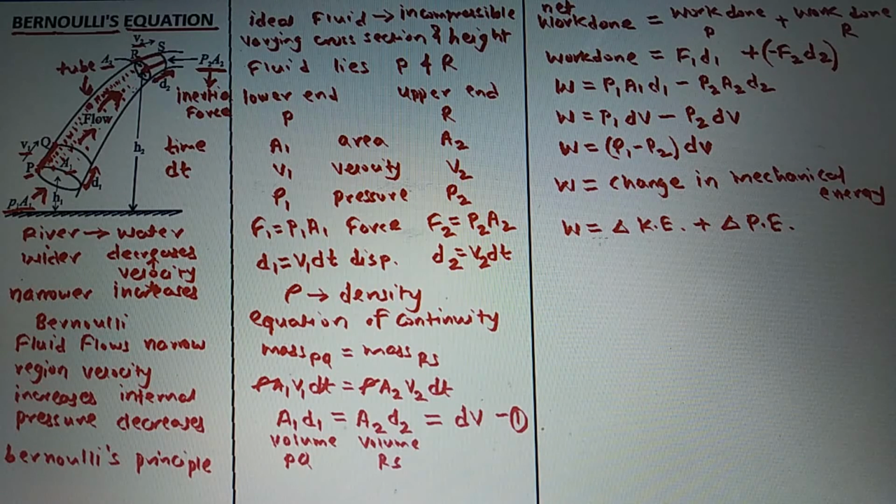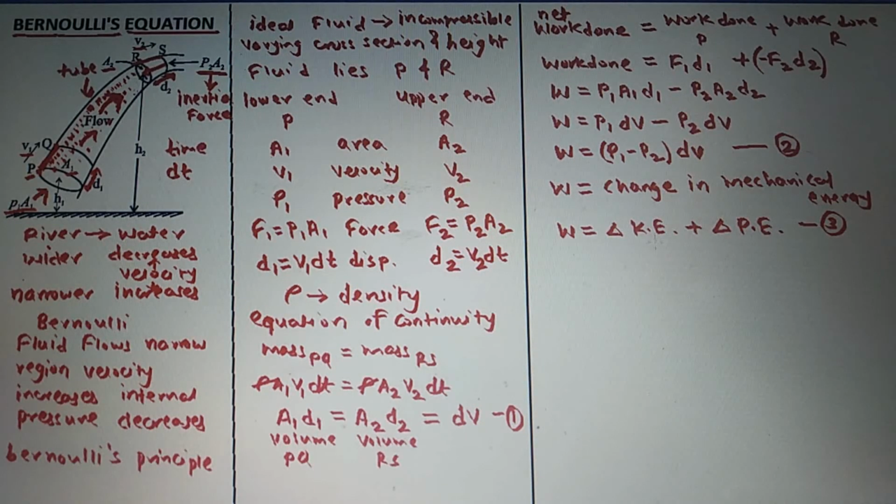We will take this equation of W, equal to change in kinetic energy plus change in potential energy, as equation number 3, and this equation of work done equal to P1 minus P2 into dV as equation number 2. Now the next step is to find the change in kinetic energy and the change in potential energy. First we will find the change in kinetic energy, which is equal to the final kinetic energy minus the initial kinetic energy.